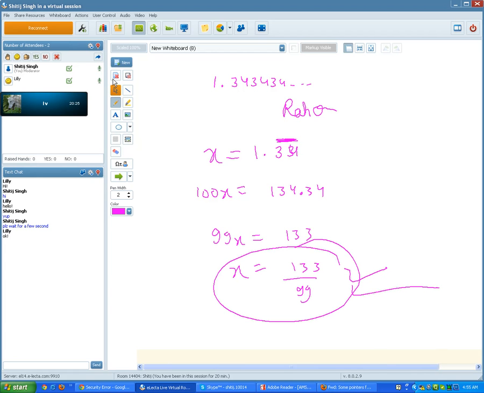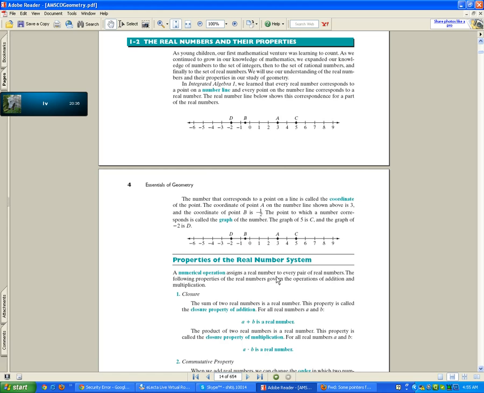Okay, can you see it on the whiteboard? Can you see all this working on the whiteboard? Alright. Have you understood? If not, you can ask me again.